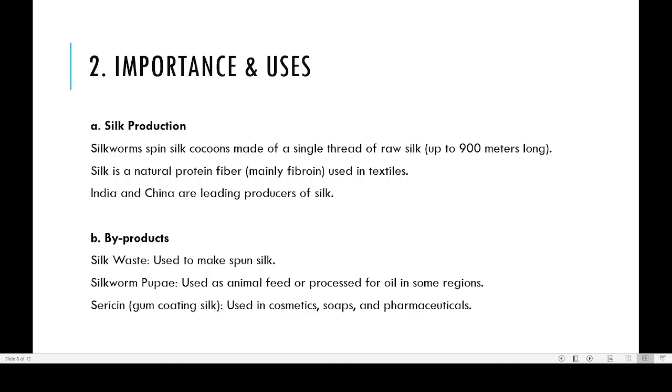Now, second is the byproducts from the silk. One is silk waste used to make spun silk. Spun silk is a slightly different type of silk. Sometimes I will show you what is a spun silk. Here you can see that the spun silk has some differences. I will show you. It is mainly produced from the waste of the cocoon, that is known as spun silk.